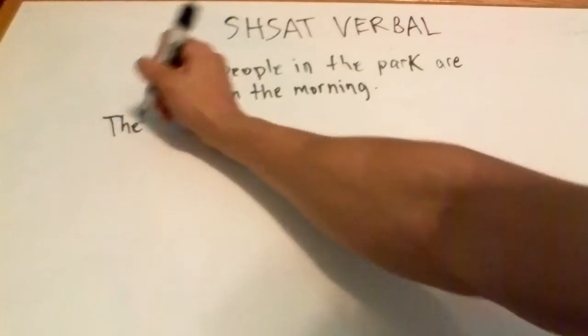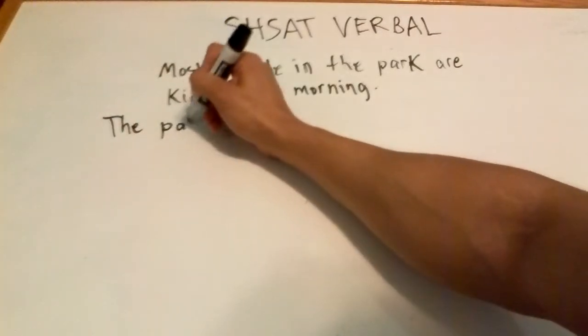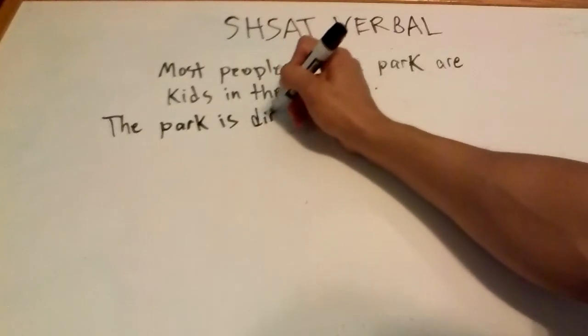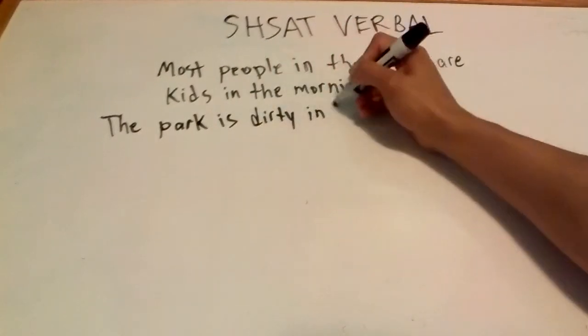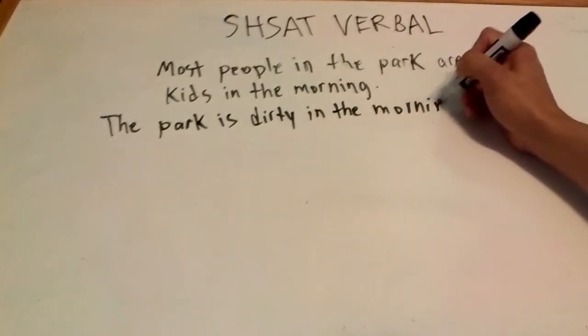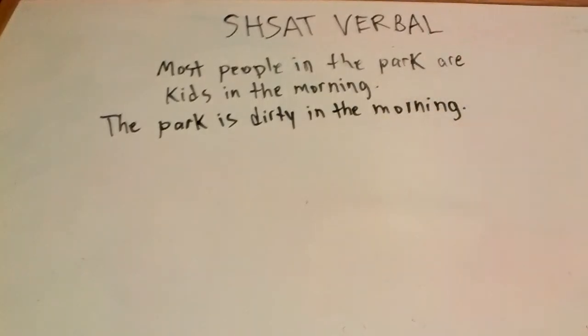And then you also notice the park is dirty in the morning. Now, here we have two sentences that come from what? From observation. You notice two things as you walked past the park. You noticed that most of the people in the park were kids. You noticed that it was the morning. And you noticed that the park is usually dirty in the morning.